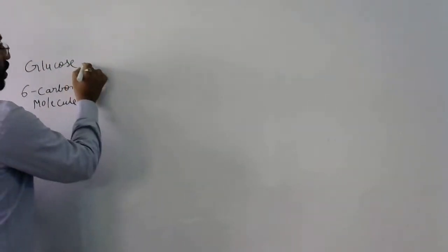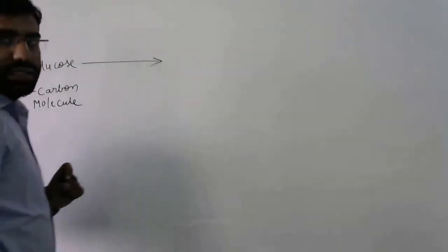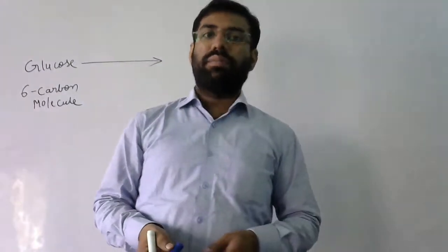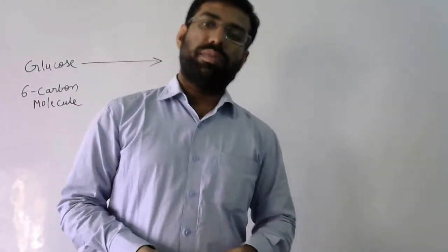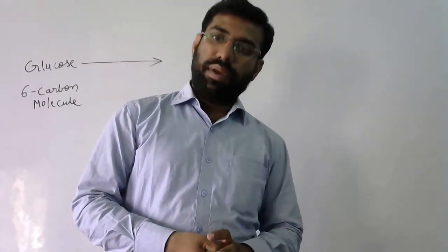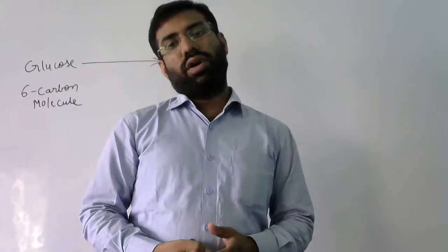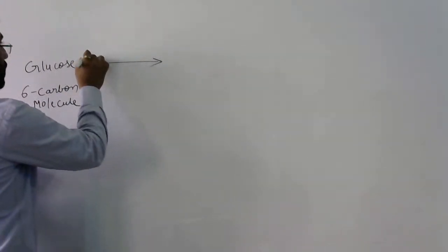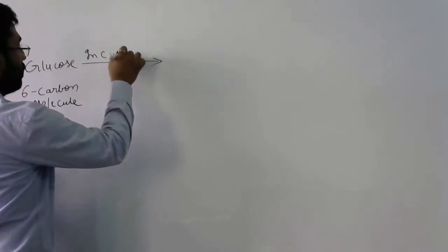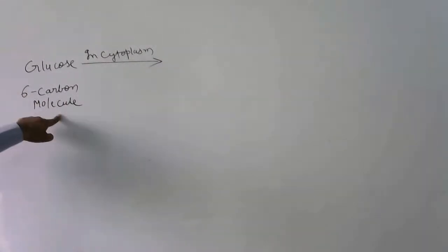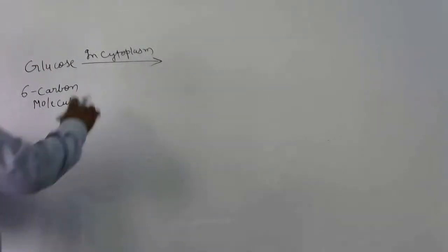Keep in mind, the first step in all living organisms is breakdown of the 6 carbon molecule in the cytoplasm. Pay attention, glucose is a 6 carbon molecule that breaks down in the cytoplasm.